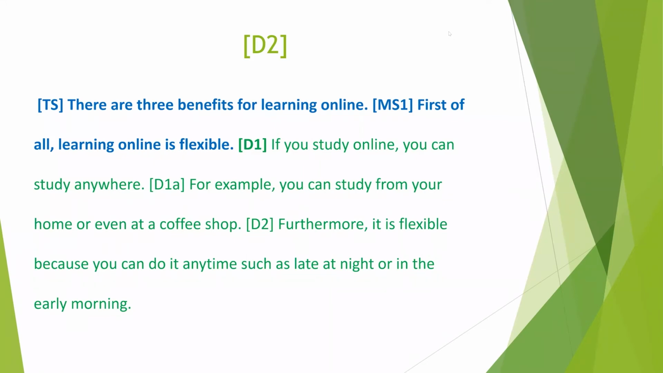Okay, so I'd like to just go slowly here and just mention this again one more time. So the D1 is study anywhere, and that is connected to the MS1, flexible. But D2 is a second detail that is different from study anywhere. This one is do it anytime, but it is also connected to flexible here, okay? That's why we call it D2. So this really helps you to organize in your mind. We're still talking about online learning being flexible, but we're giving a different example. And this expression, this word here, furthermore, is very useful to use for a D2 sentence.